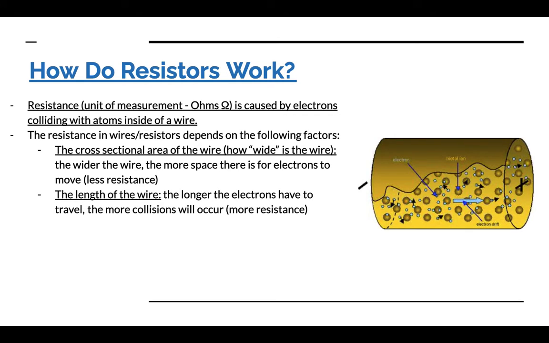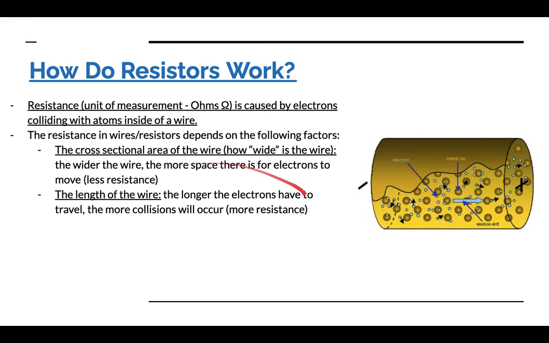The longer the electrons have to travel, the more collisions will occur, and hence there's going to be more resistance. If you imagine this as kind of like the Han Solo asteroid run or whatever it's called in Star Wars, because I'll admit not too big a fan of Star Wars. It's kind of similar to that in that the longer you travel through an asteroid field, the more probable it is that you're going to eventually run into an asteroid.